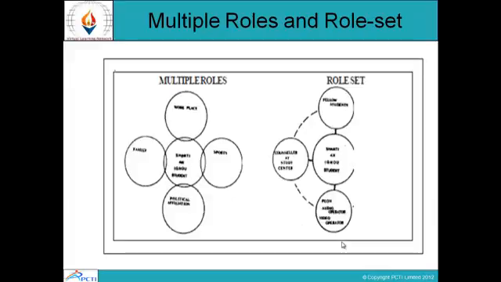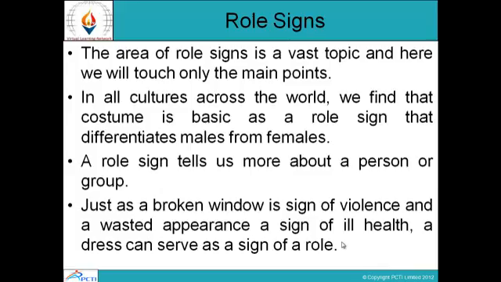Multiple roles as well as the role set. Role signs. The area of role signs is a vast topic, and here we'll touch only the main points. In all cultures across the world, we find that costume is basic as a role sign that differentiates males from females. A role sign tells us more about a person or group.